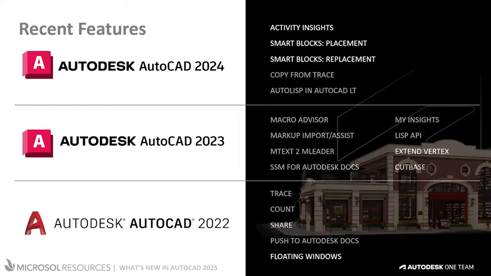Before we dive into the new features and enhancements in AutoCAD 2025, let's take a brief moment to review the features introduced in previous releases. In AutoCAD 2022, we were introduced to the trace environment as well as the push to Autodesk Docs tool. In AutoCAD 2023, we leveraged the Macro Advisor to streamline our workflows and included new commands such as multi-line text to multi-line leader and cut base. In AutoCAD 2024, Activity Insights introduced a new way of collaborating for teams and more workflow enhancements with new commands and tools for blocks. Many of these features have been enhanced in AutoCAD 2025. Let's learn about those.